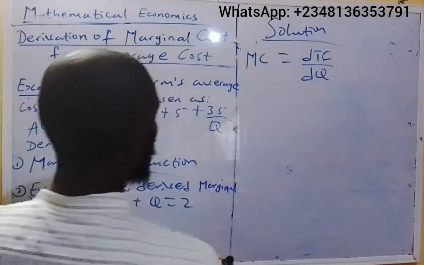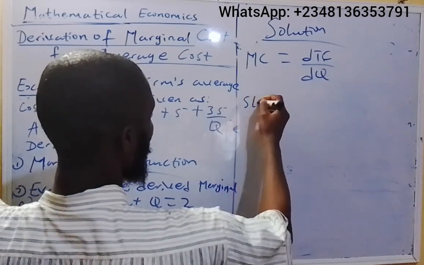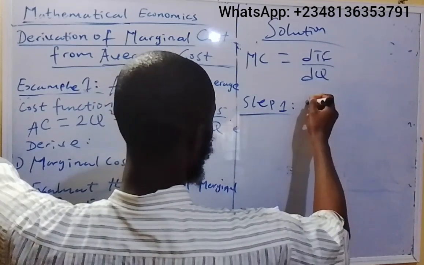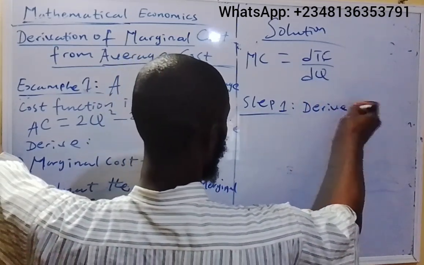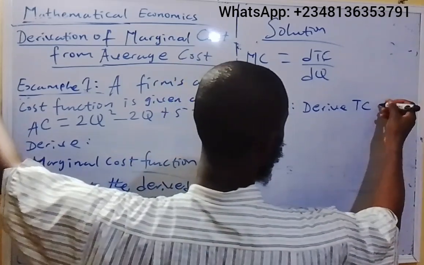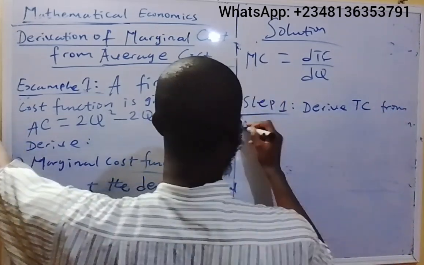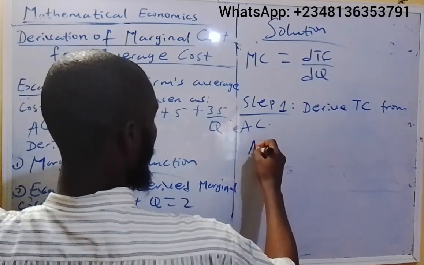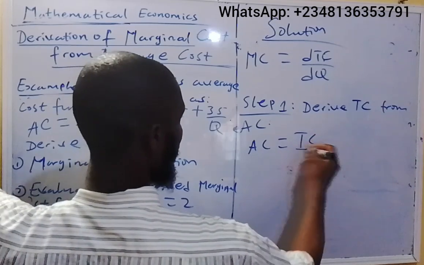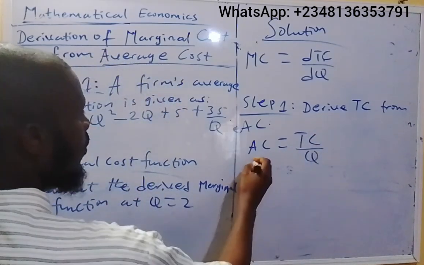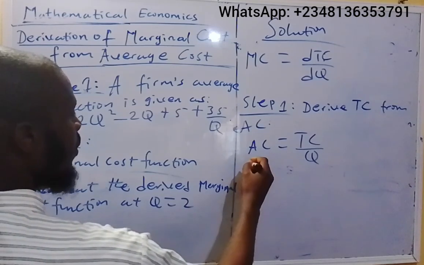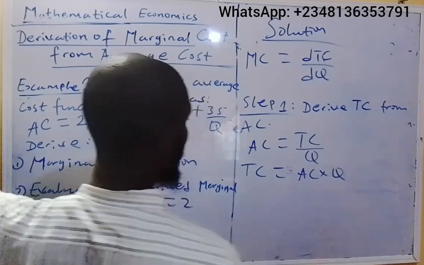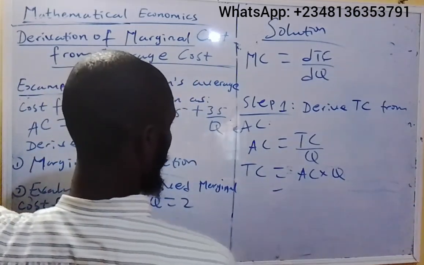So in other words, the first thing we are going to do, step 1 if you like, is derive TC from AC. You recall that our AC has been defined as TC over Q. So when you cross multiply, our TC is given as AC multiplied by Q. Then using this knowledge, we can derive our total cost function.